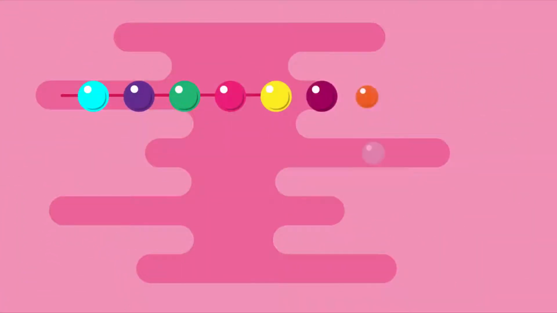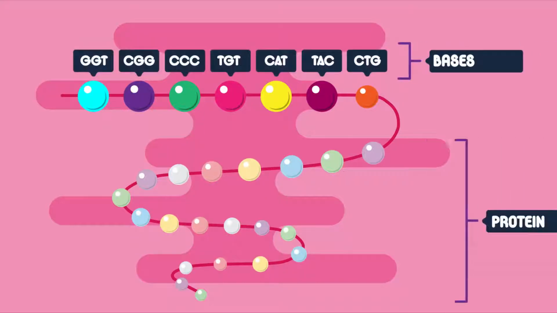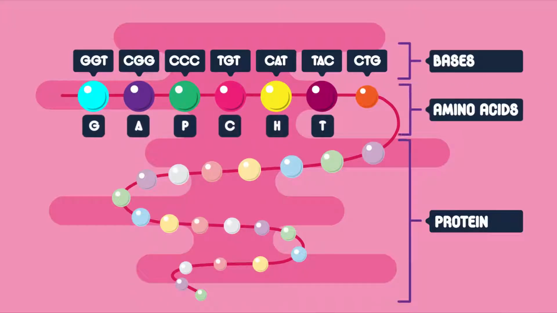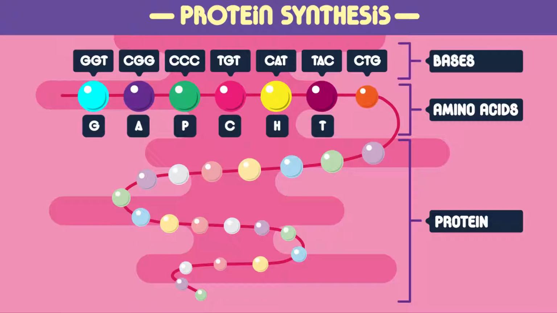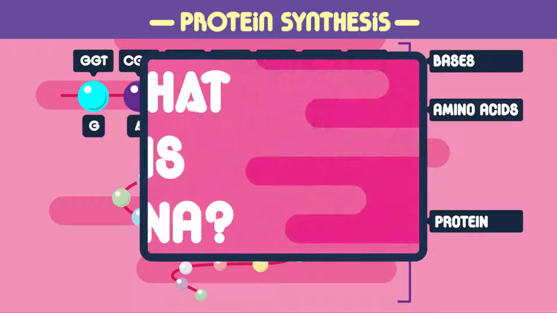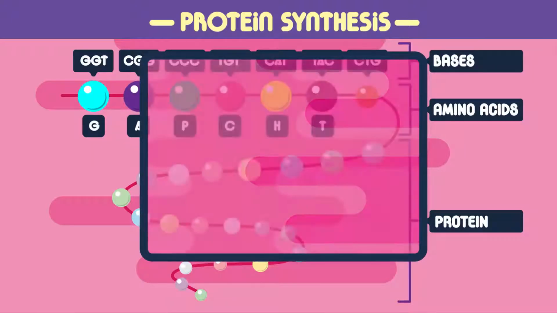Proteins are made of a long chain of amino acids, which has been coded for by DNA. The order of the bases of DNA determines which protein is made by coding for a specific order of amino acids. This is protein synthesis, and in this video, we're going to look at how it works. You may want to watch our What is DNA video first to remind yourself all about DNA.